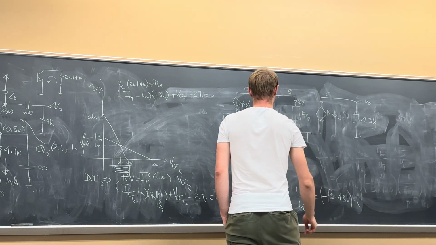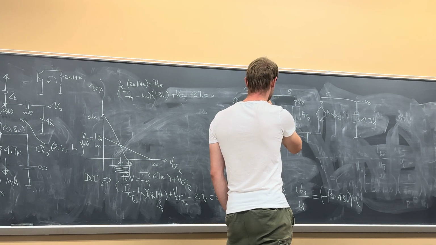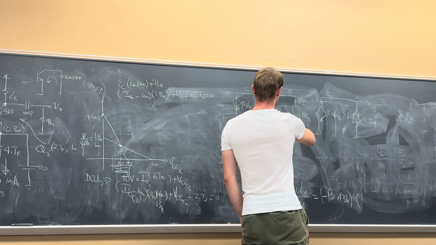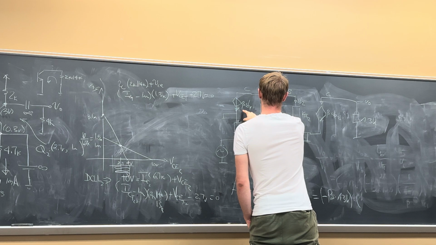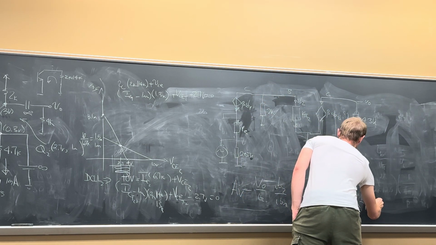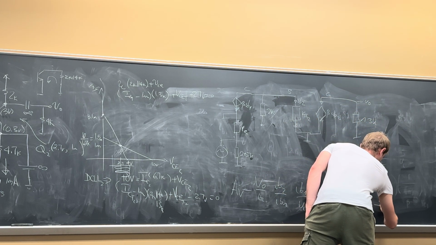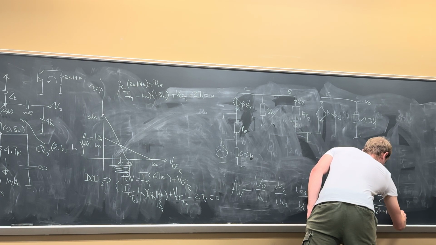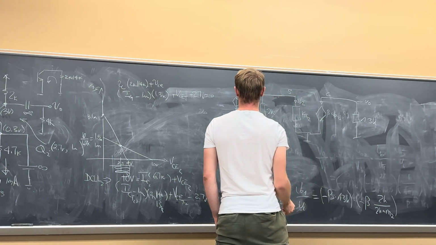The second ratio, look at it, current over current, that's current division, which is equal to the current going out, so it's minus beta times 2K over 2K plus R pi 2. Okay, and the last one.